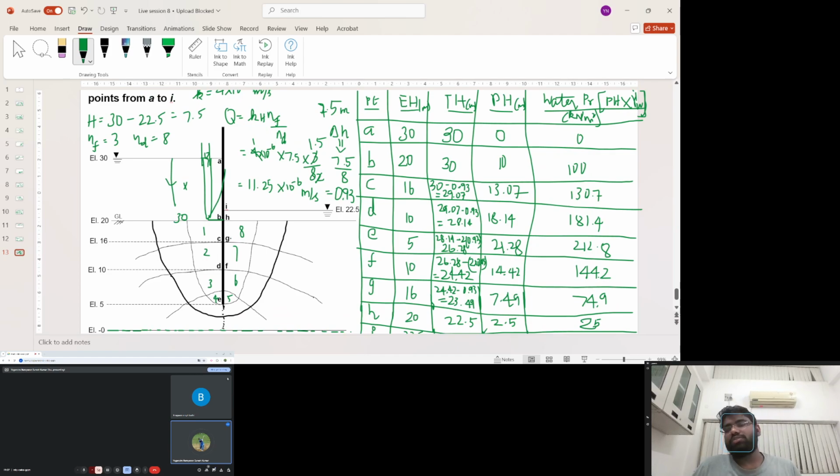So you cannot just keep your piezometer here and expect it to rise to here. In that case, every pressure head will not be correct. So the flow occurs here, and during that flow, we calculate the pressure heads at these points. Okay. Any doubts?